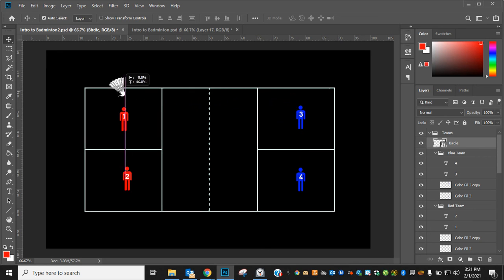Player 3 hits and the birdie lands on the line right there. In this situation, the blue team is going to score and they are going to earn the right to serve. The game will continue on this way until one of the teams scores 21 points and is winning by 2, in which case the game is over.